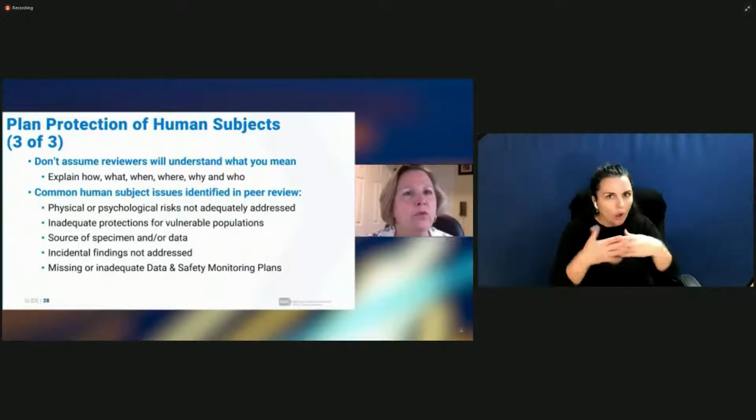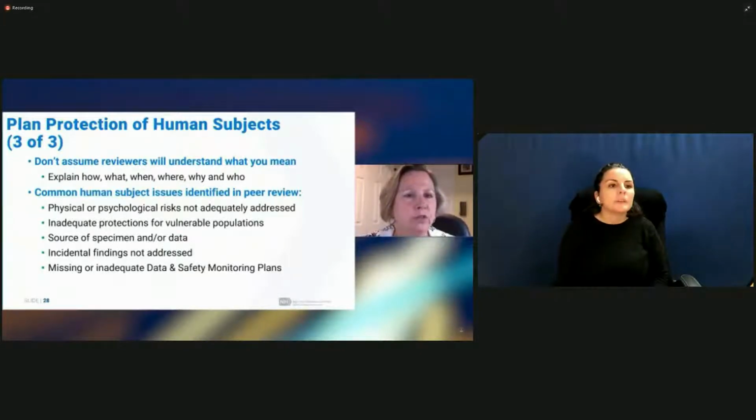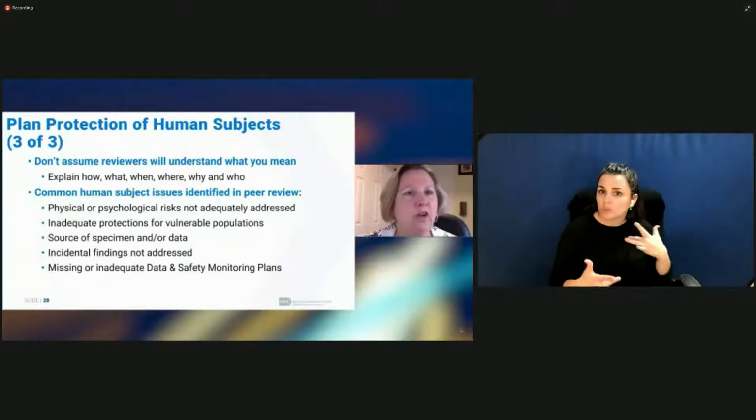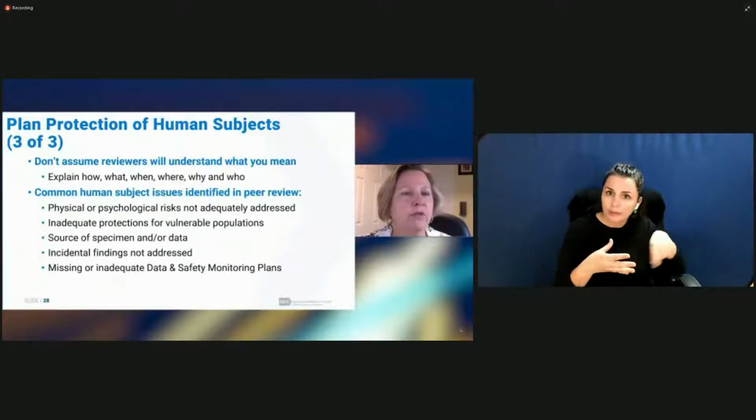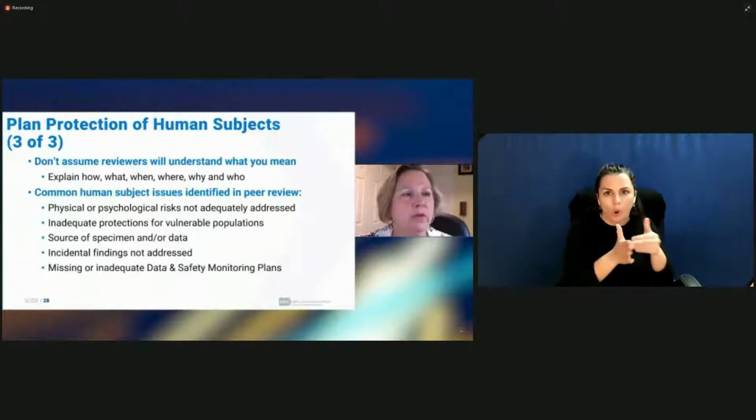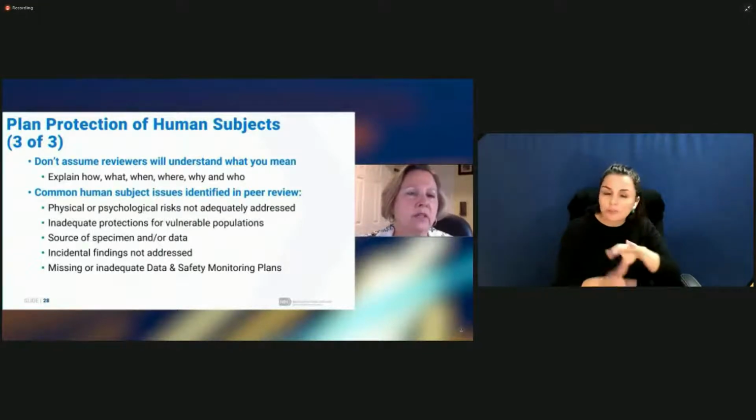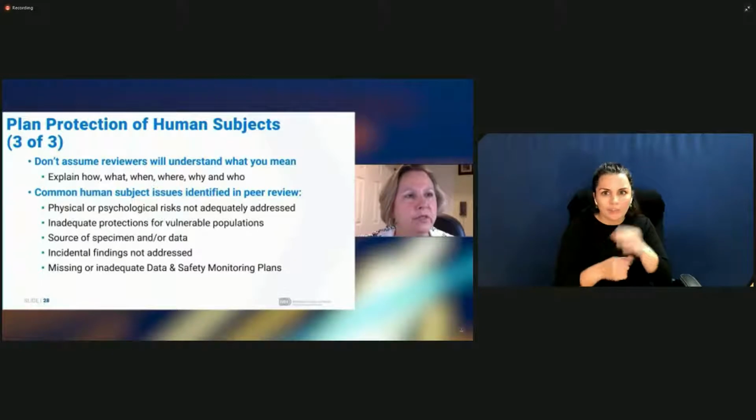Now, there are a few human subject concerns that are fairly often identified in peer review. The peer reviewers will often cite that the risks, whether it be physical, psychological, or other, are not adequately addressed. There may be inadequate protections or no protections for any of the vulnerable populations that will be part of the research.